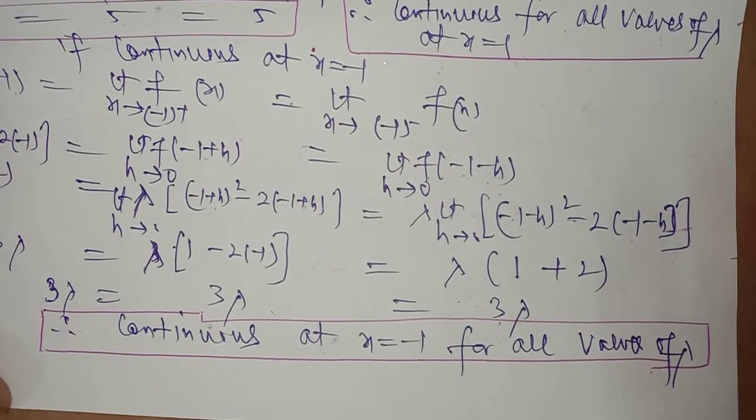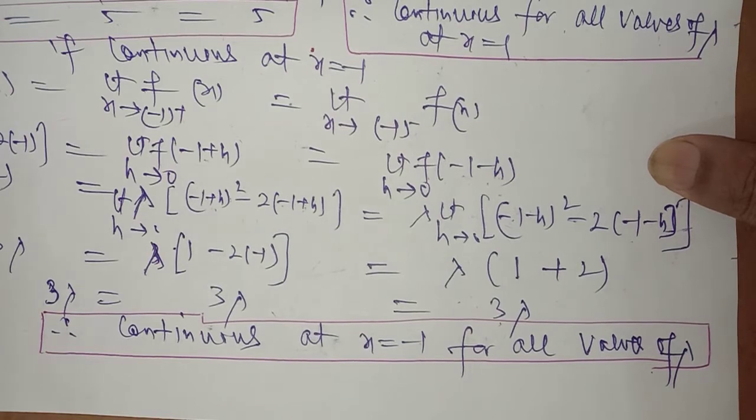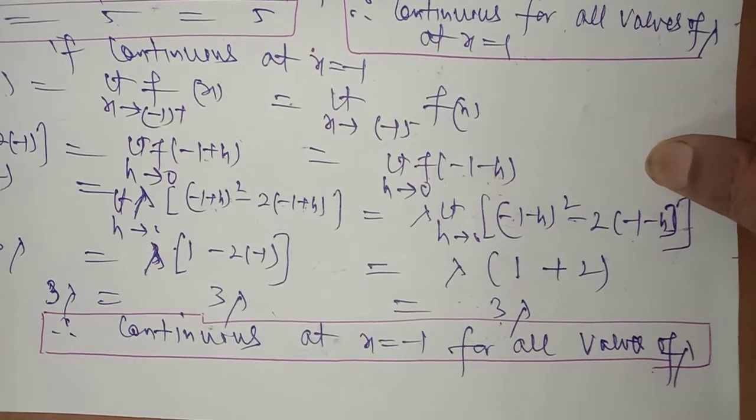Therefore, we can say that if it is continuous at x equal to minus 1, it is continuous for all values of lambda. So this is the condition for the continuity of the function. It is given that it is continuous, so we can put them equal to each other.